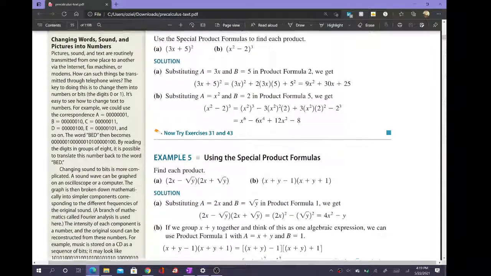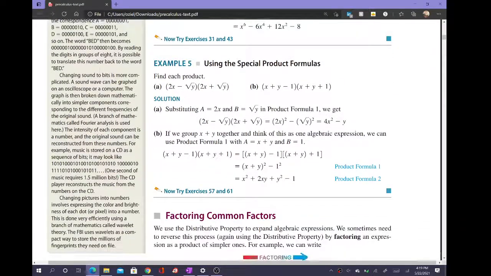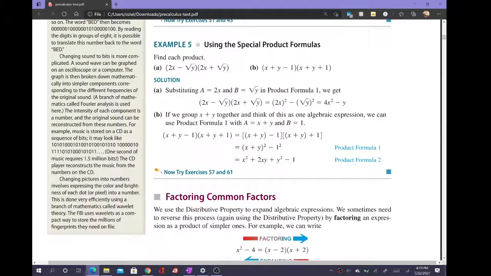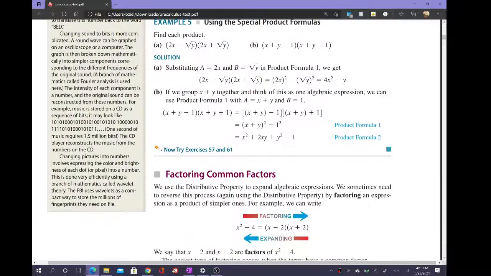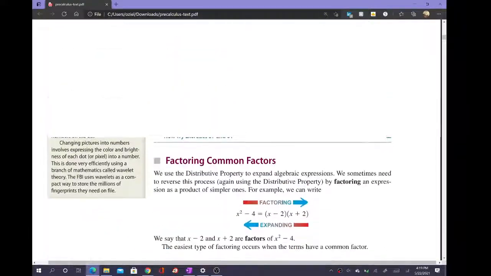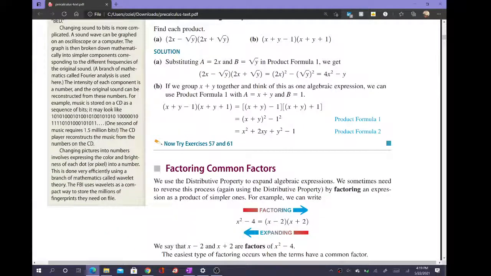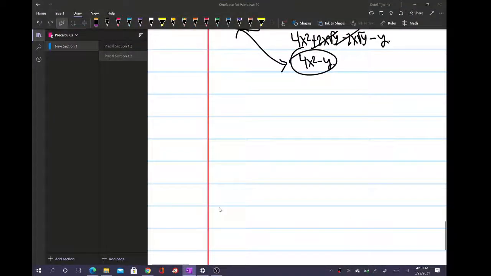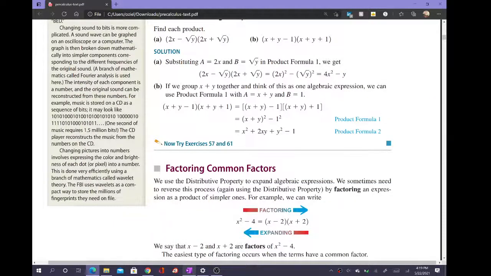Okay. So yeah, like I said, substituting a and b, they used the product formulas to do this, and they got 4x squared minus y, right? And then part B, they used grouping, but like I said, there is no right way to do this. You don't have to do it any special way.